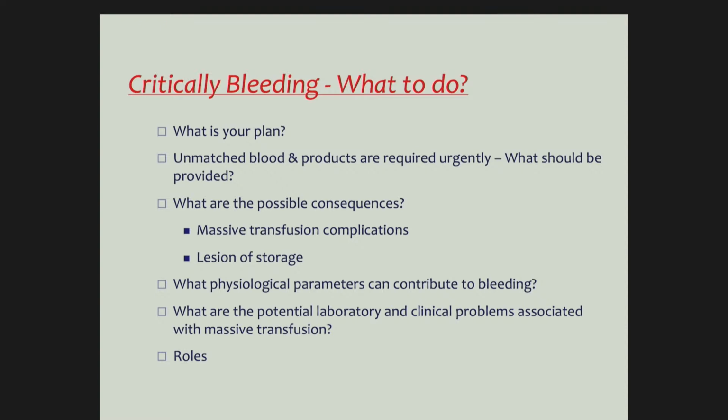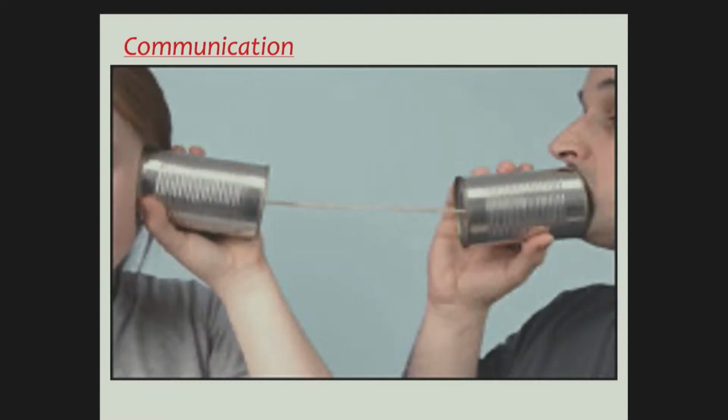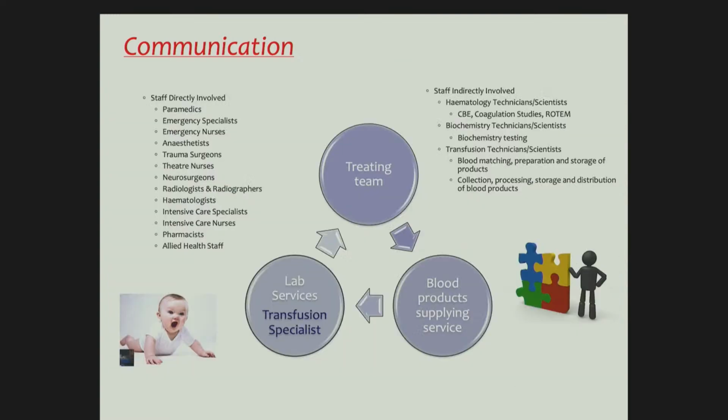What are the consequences of massive transfusion at the bedside, in the laboratory? So we've already talked about the risk of hyper or hypokalemia, hypocalcemia. But what about the laboratory? We don't have an infinite supply of blood and blood products, so very important for inventory management. What about the lesion of storage? Does that play a role in massive transfusion? So we've talked about that. And what are the different roles people play in these different scenarios? And it all comes back to communication, adequate communication, and it requires a multidisciplinary team approach.